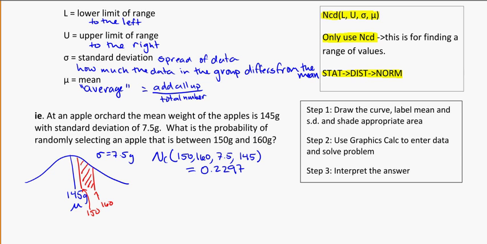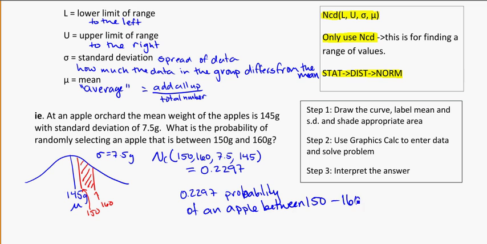So that's how we go about solving the problems. Again, draw your curve, label the appropriate area that you're looking for, use your graphics calculator to enter the data, and then interpret your answer. So in this case, that would be roughly a 0.2297 probability of an apple between 150 and 160 grams.